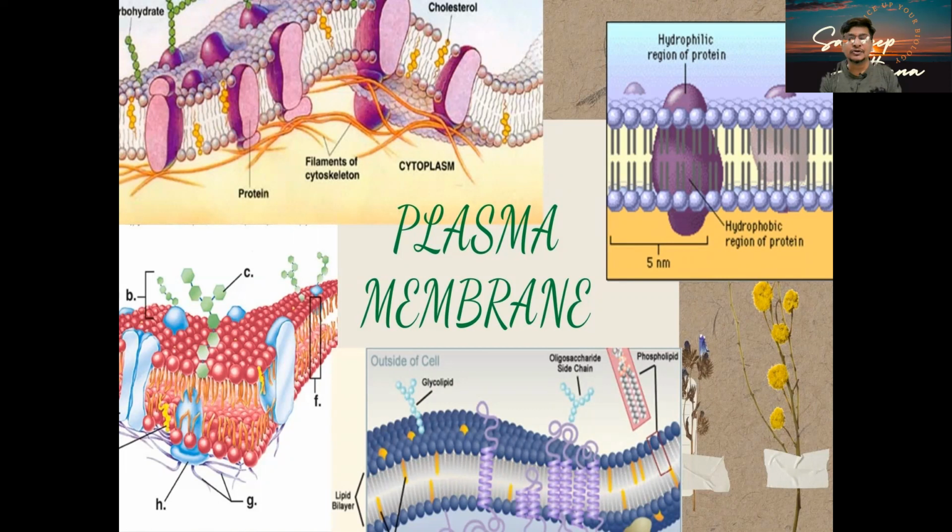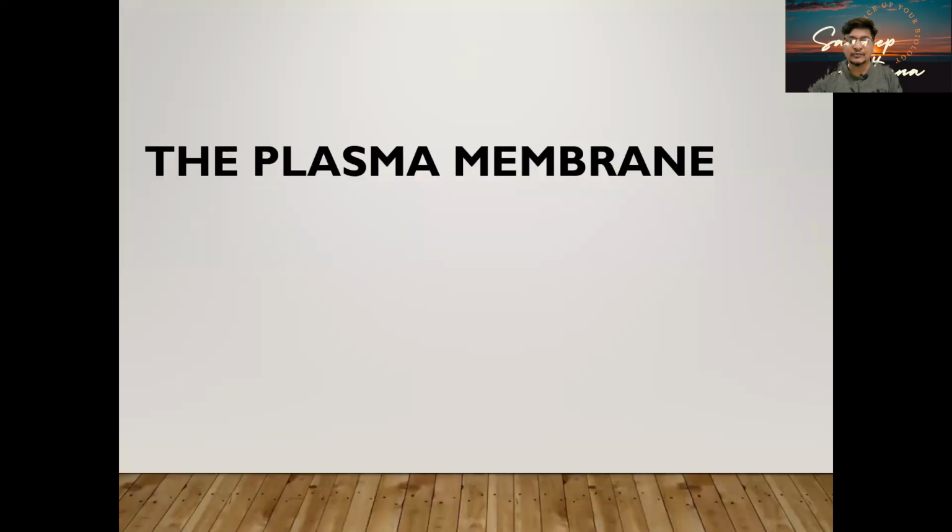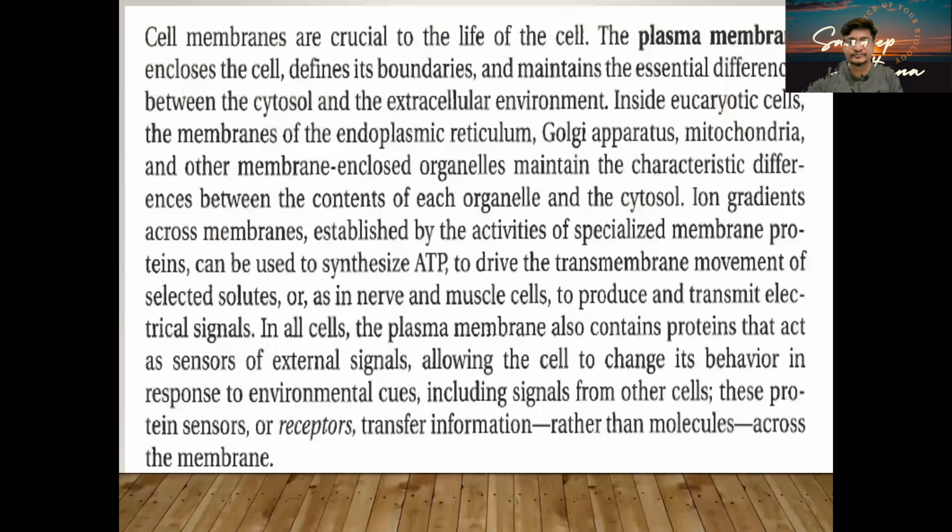Let's talk about how it all started. It was Overton in the beginning of the 19th century who started working on this. Before I go into the discoveries part, let me talk briefly about the plasma membrane. One model was proposed by Robertson, that is the unit membrane model. What this model says is that almost every cell organelle in the eukaryote will have the same kind of membrane structure. So that is why it is called the unit membrane.